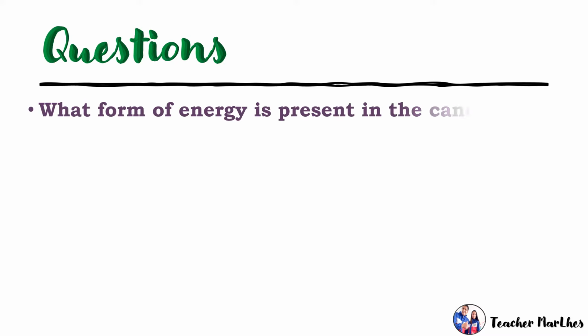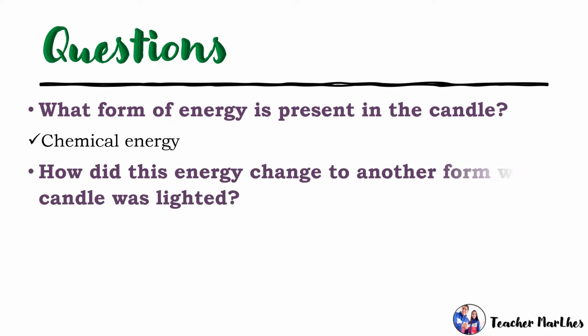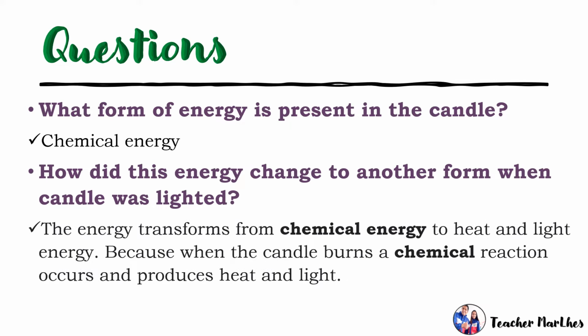What did you observe in the video? What form of energy is present in the candle? The answer is chemical energy. How did this energy change to another form when candle was lighted? The answer is, the energy transformed from chemical energy to heat and light energy. Because when the candle burns, a chemical reaction occurs and produces heat and light.